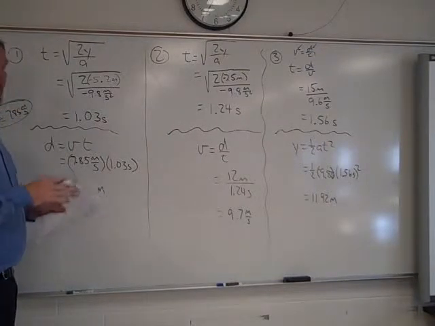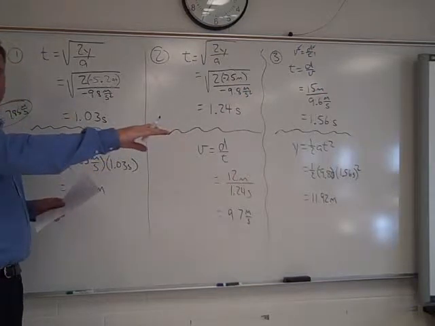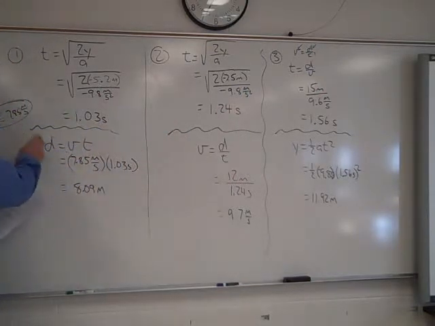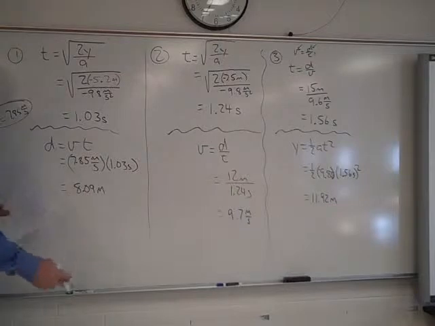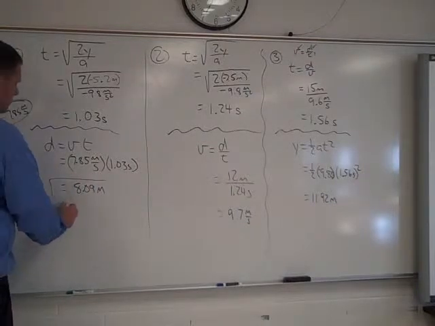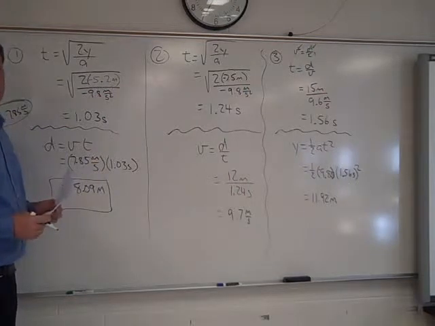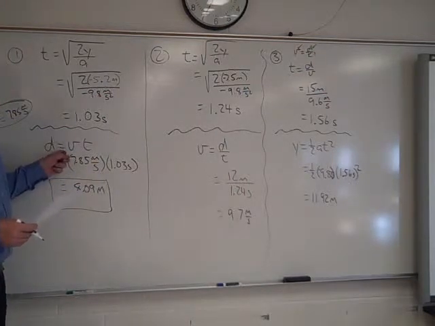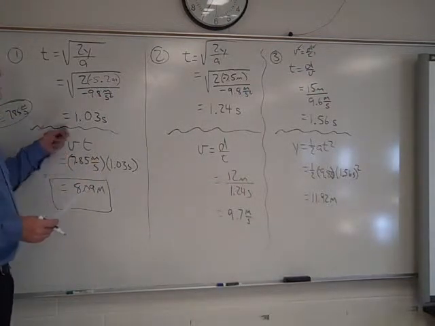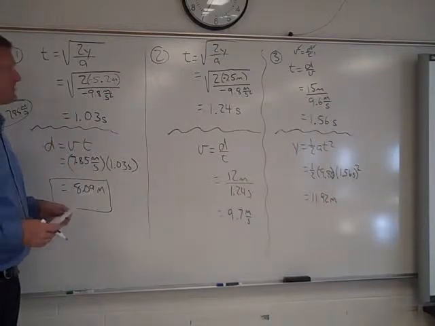Fine. Now, how far in the x direction will she go if she's traveling at 7.85 meters per second for 1.03 seconds? Again, distance is equal to velocity times time, and your answer is she will go 8 meters from the base of the cliff. Again, you know these problems. You did these over and over again 6 weeks ago, and we've been doing them over and over again for the past 3.